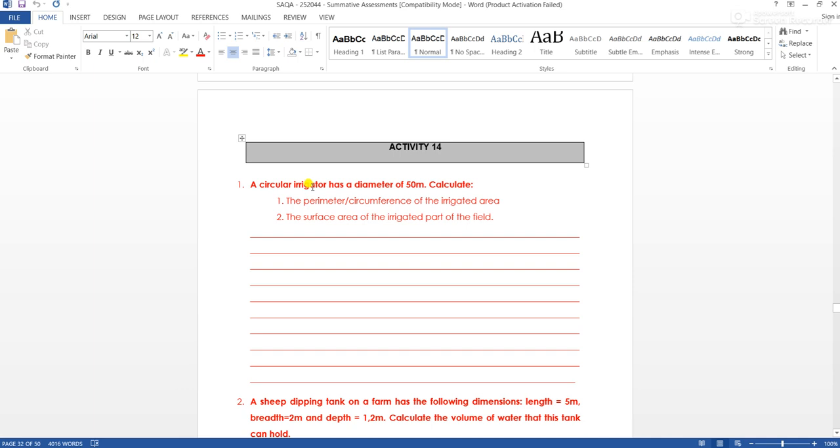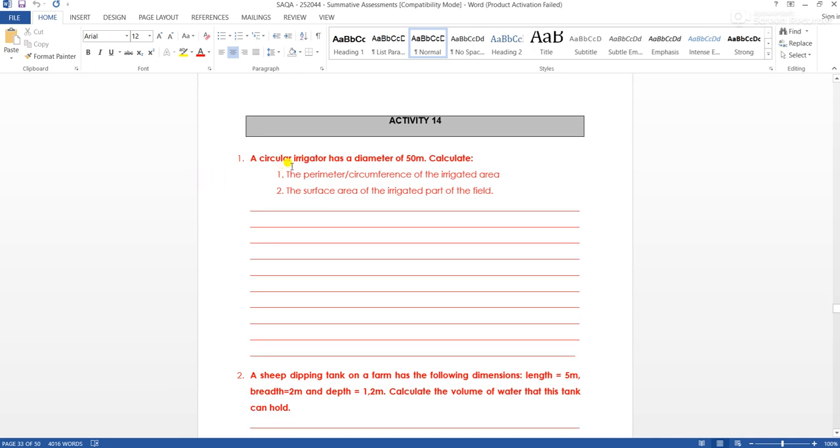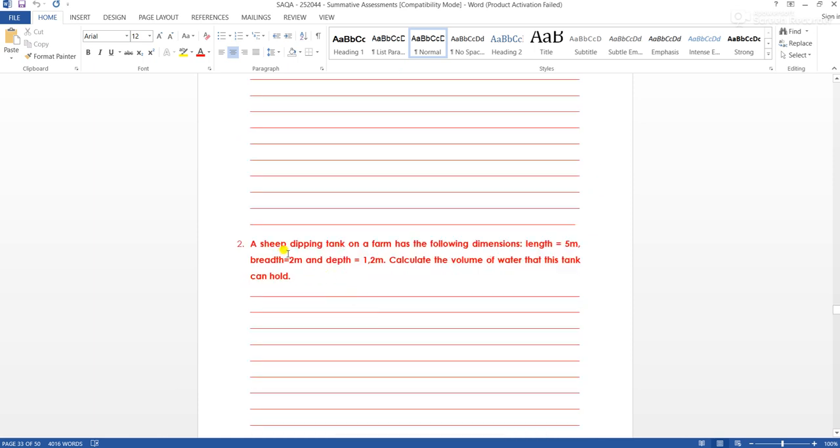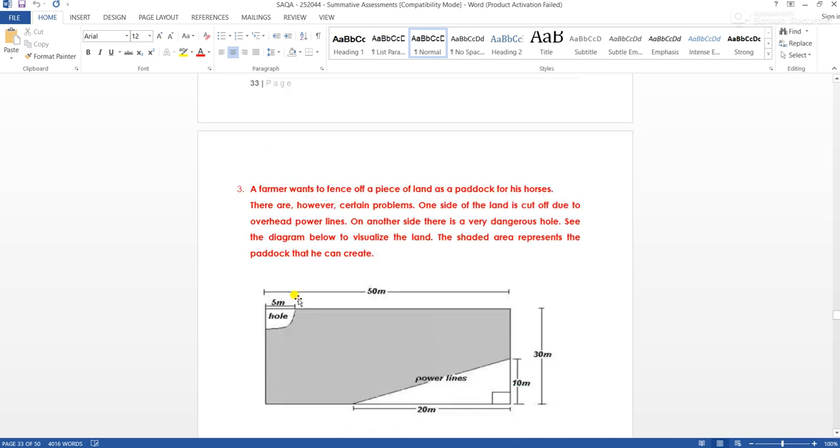Also, activity 14, a circular irrigator has a diameter of 50 meters. You need to calculate the perimeter or circumference of the irrigated area, and the surface area of the irrigated part of the field. And also, a shipped tank on a farm has the following dimensions: length is 5 meters, breadth is 2 meters, and depth is 1.2 meters. You need to calculate the volume of water that the tank can hold.